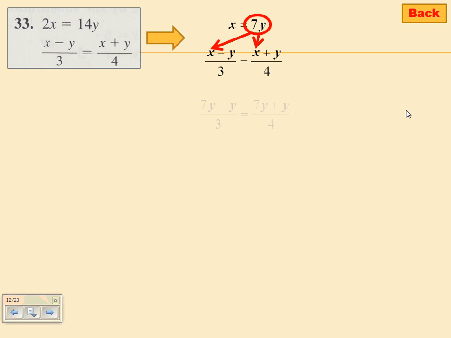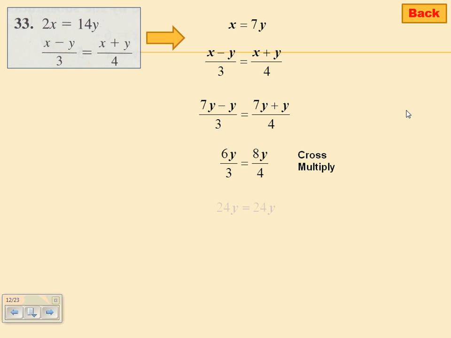As a result, I then get (7y minus y) over 3 equals (7y plus y) over 4, and then simplify it to get 6y over 3 equals 8y over 4. So how do I solve this? Well, you guys have learned how to do this before. It's a proportion, cross multiply. And therefore I get 24y equals 24y.